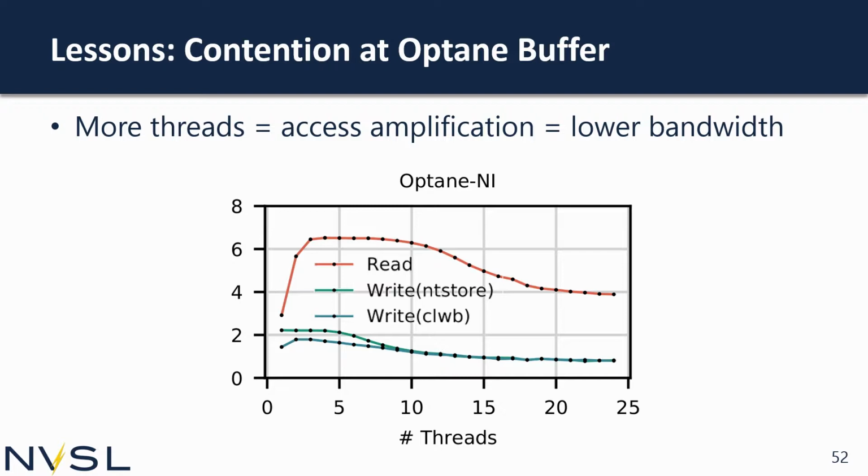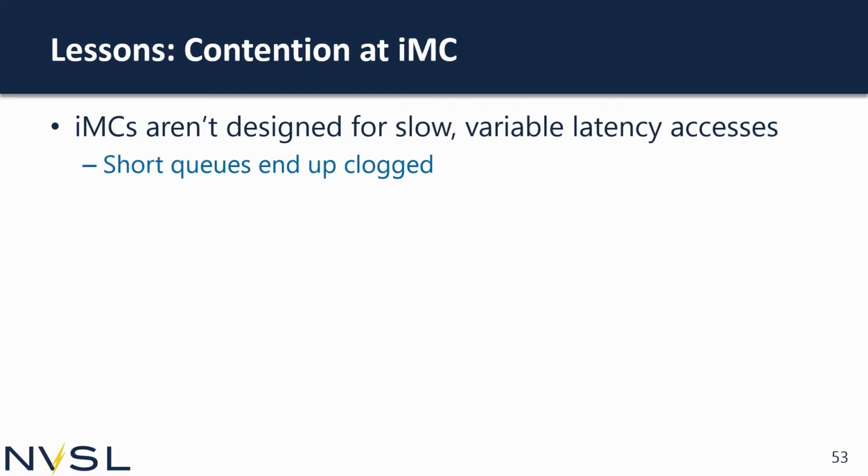Okay, so this is a pretty straightforward story, but I want to share with you a slightly more complex story, which is contention at the memory controller. So the thing is that the memory controllers weren't really designed for Optane, they were designed for DRAM. And so they really aren't designed for slow, variable latency accesses. And these short queues that we have on the integrated memory controller end up getting clogged.